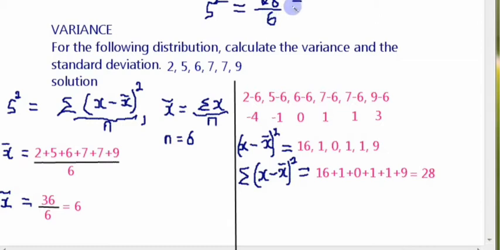When you divide using your calculator, 28 divided by 6 will give us 4.666. We can approximate this to 1 decimal, so we now have 4.7. So we have approximated this to 1 decimal. This is the variance. This becomes our answer.